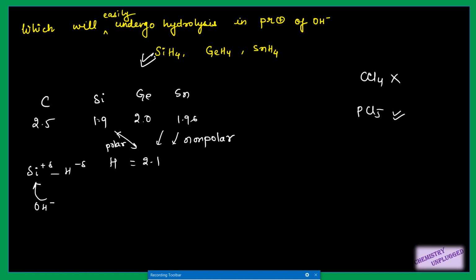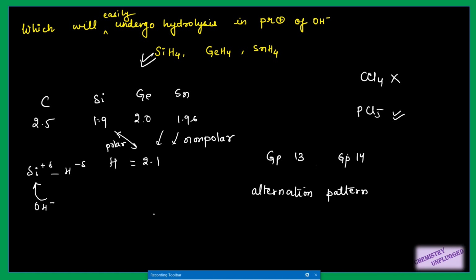So now one more thing: if you want to remember the pattern of electronegativity for group 13 and group 14 elements, you can remember it by the alternation pattern. Alternation pattern means for other groups 15, 16, 17, the electronegativity will decrease down the group, similar to the s block elements, but in case of groups 13 and 14, this will show an alternation pattern.